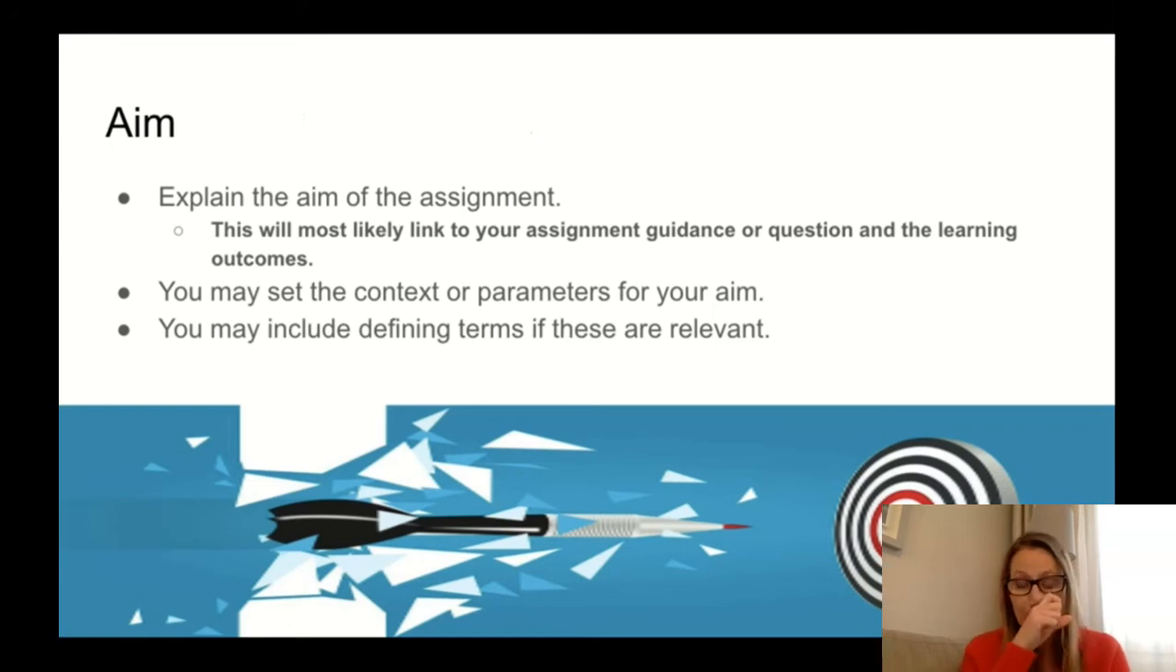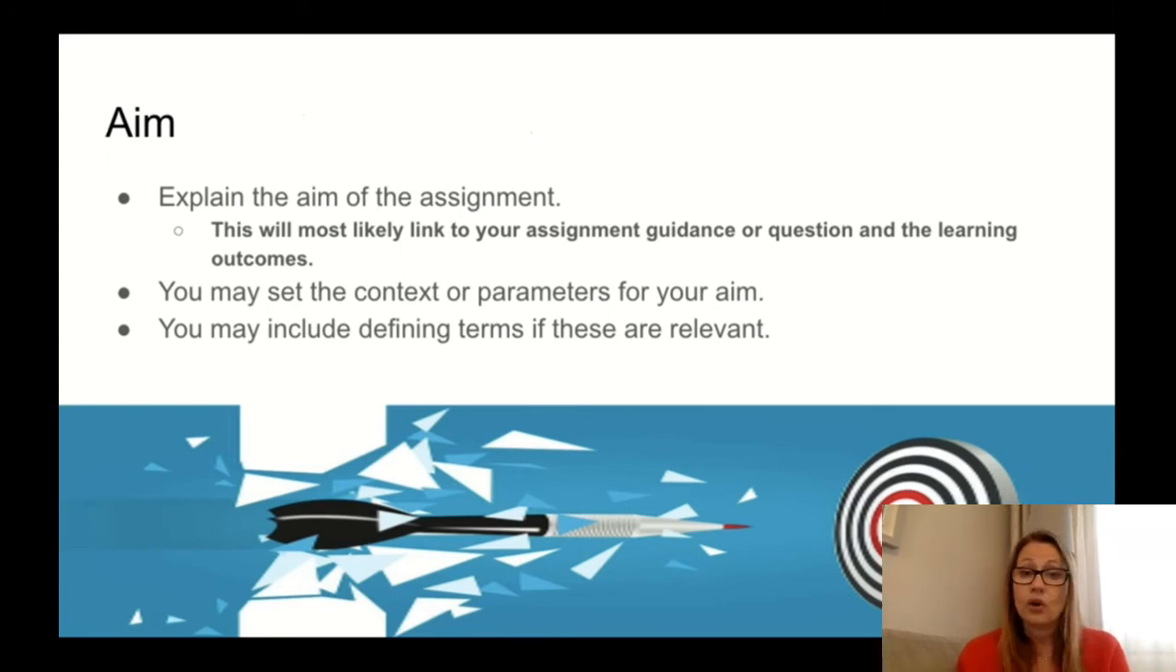Now some students will just copy and paste and almost word for word write the learning outcomes out. You could do that. I don't think it's necessarily the best way of doing it. Try and paraphrase those learning outcomes, and tailor it to the context of your assignment. So it should be personal to your assignment.